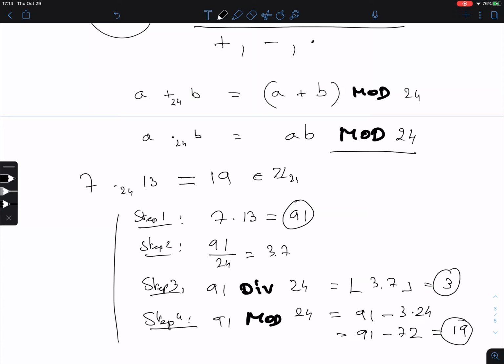Okay? So that's enough for our modular arithmetic, and then we're going to do more with it in the next section.